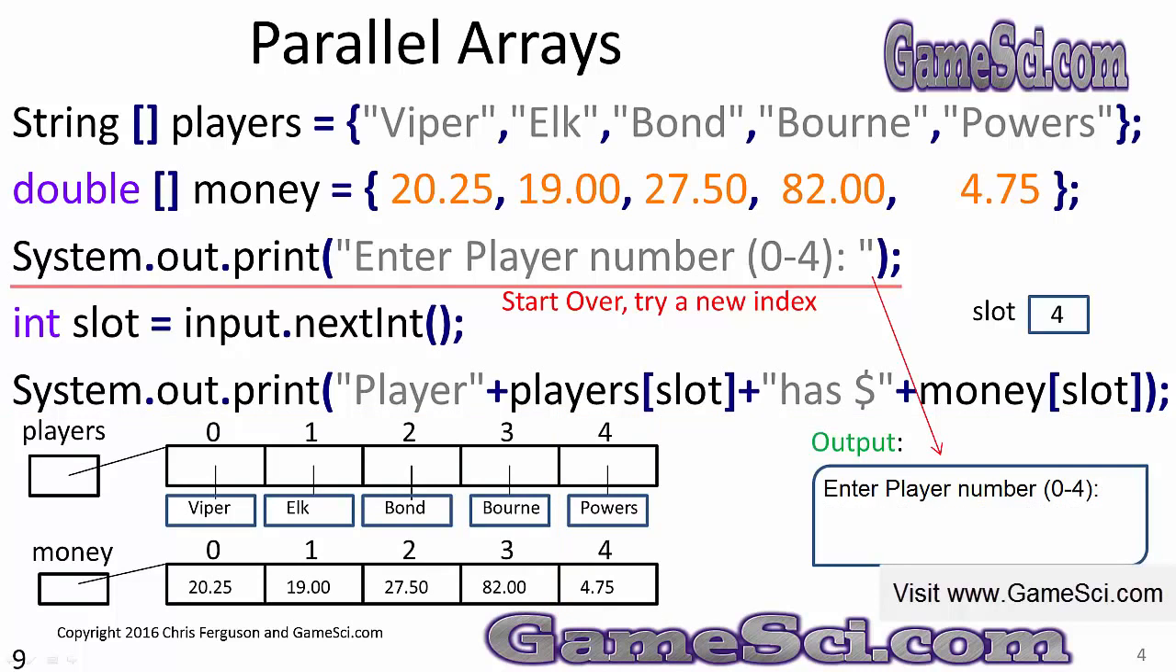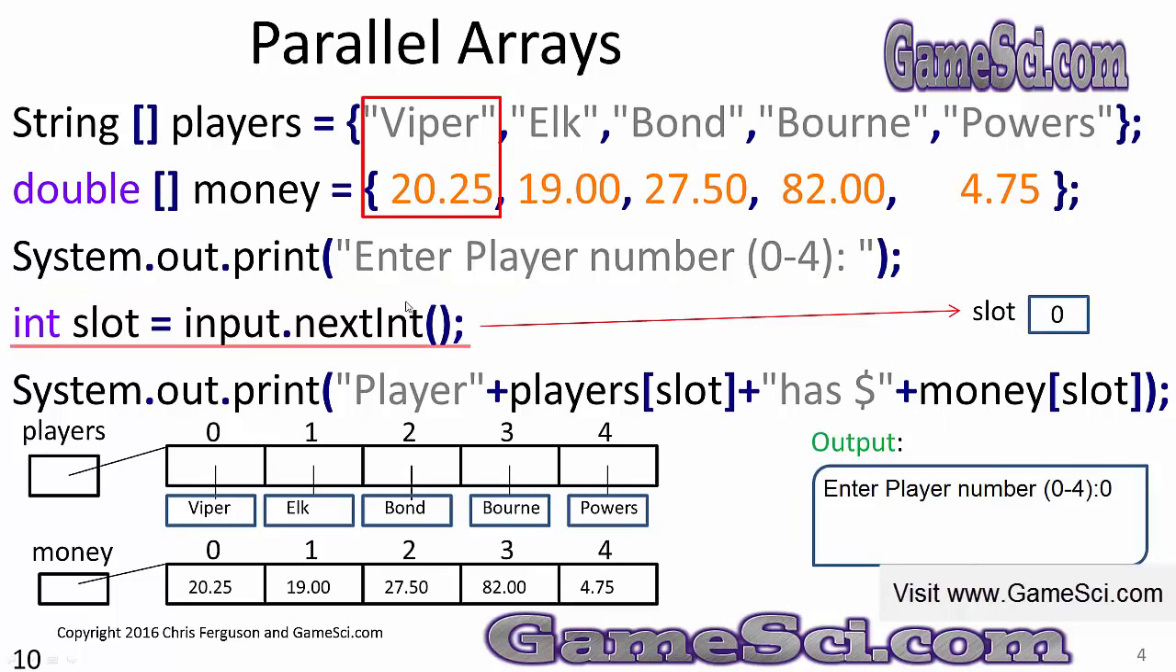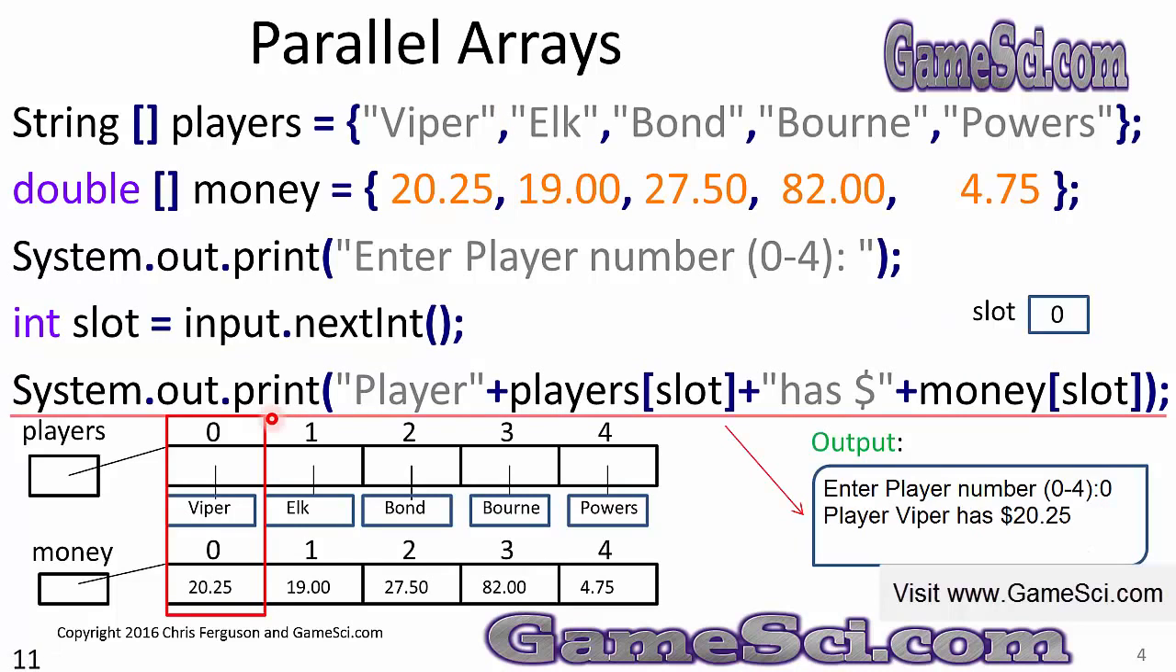Trying it again, ask the user to enter a player number 0 through 4. This time, when it went to the keyboard and said pick up an integer off the keyboard, the player entered the value 0. The 0 was then returned after the enter key was pressed and assigned to the variable slot, and we have a 0 in variable slot. Well, I boxed in position 0 of the parallel arrays.